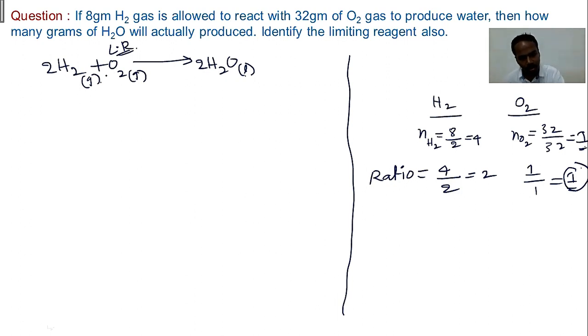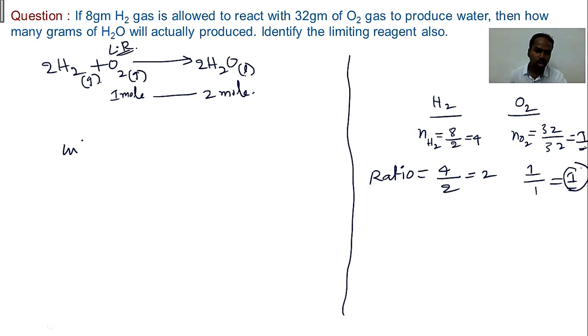Once we find the limiting reagent, with respect to that reactant you can easily find the number of moles of product formed. Here, according to this equation, 1 mole of O2 can produce 2 moles of water. Here 32 grams of O2 means 1 mole. 1 mole can produce 2 moles. That's all. Then they are asking how many grams of H2O will actually be produced. So 2 moles weight.